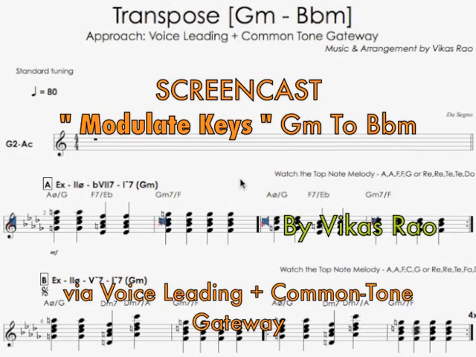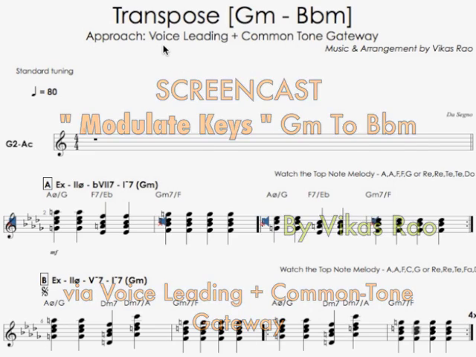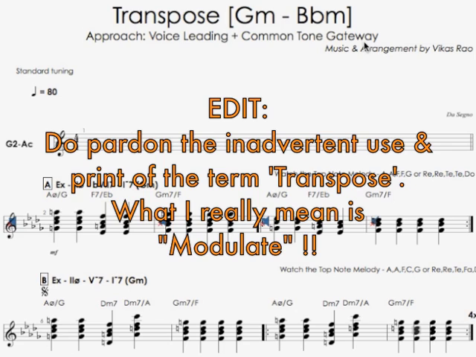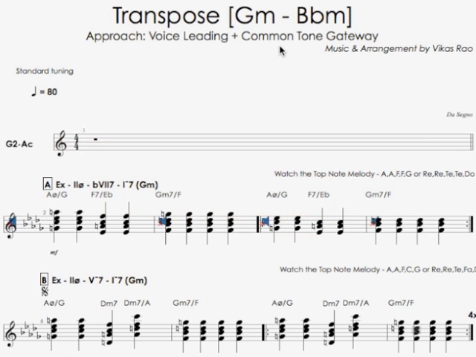In the second part of the screencast, I transpose from the key of G minor back to the key of B flat minor using the same overall approach of voice leading plus common tone gateway, just that instead of using both the chords that share the common tone, this time I will switch one with the other.